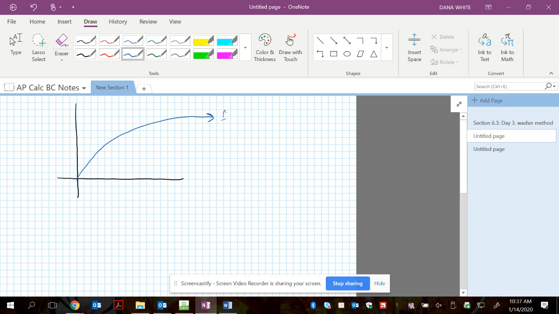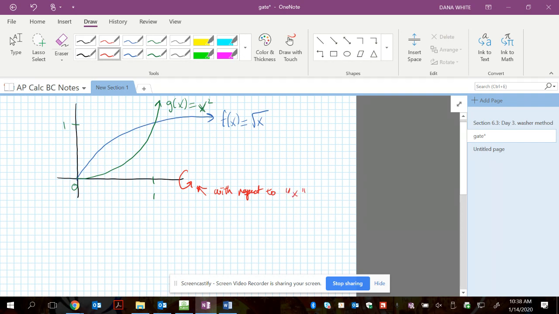So this is f of x equals square root of x, and g of x equals x squared. Their points of intersection are 0 and 1. For this one, we're going to rotate the region between f of x and g of x around the x-axis. So what's it with respect to? As soon as you see this, it's with respect to x.